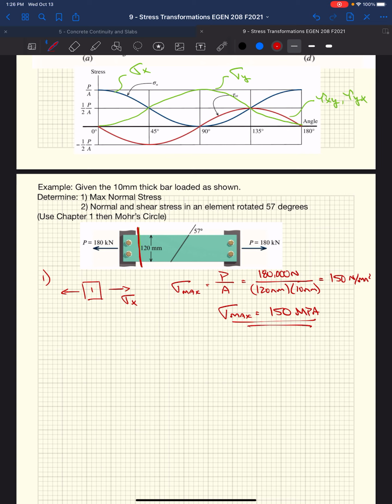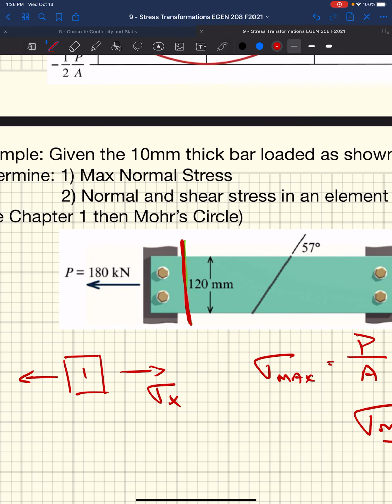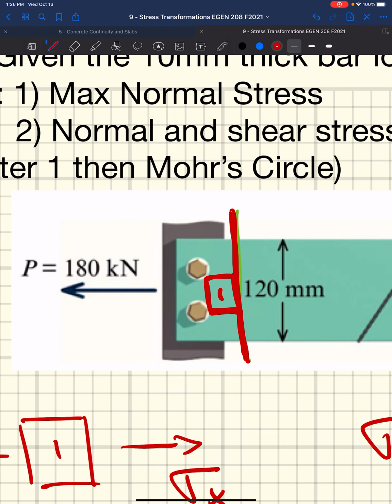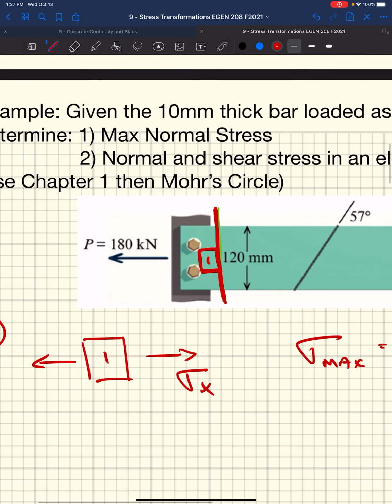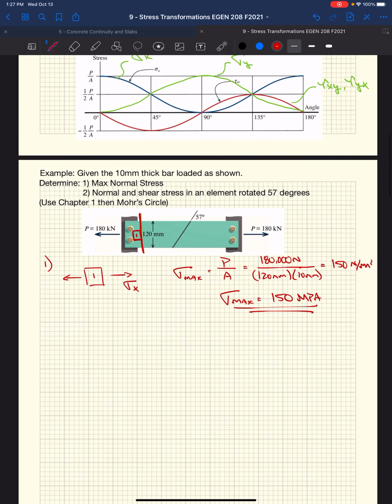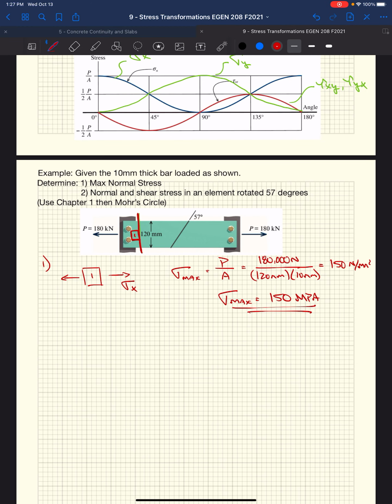Yes, Brandon. And then where is block 1 oriented? Is that on our cut? Yes, so block 1 would be like placing a block right there. So this would be block 1, where we're cutting the section and we're looking at the face of our stress block, knowing that the normal stress on that block is force over an area. We know the force, we know the area. Now, they ask us for the normal and shear stress in an element rotated at 57 degrees.